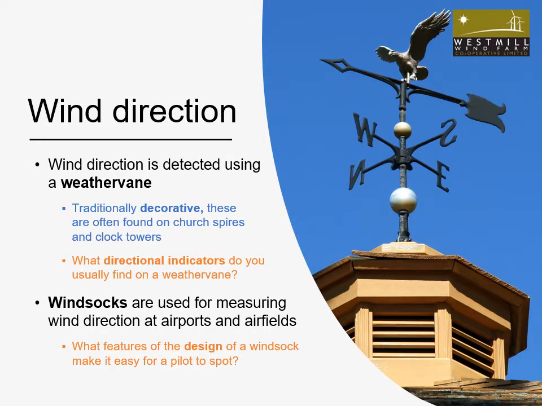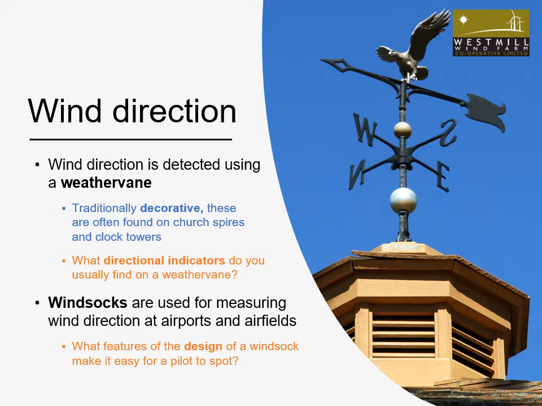One tool that we can use for indicating wind direction is a weather vane, also called a wind vane. You may have seen these. They're often found on church spires, clock towers, on old buildings like old schools or agricultural buildings. Because of their position, they were often very decorative or ornate. Weather vanes were traditionally made by blacksmiths, who used steel or cast iron.